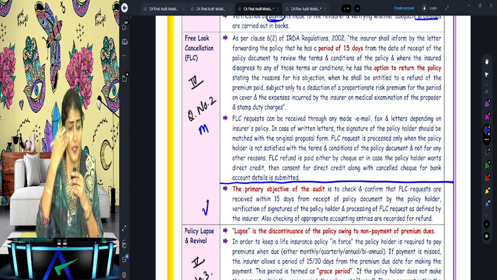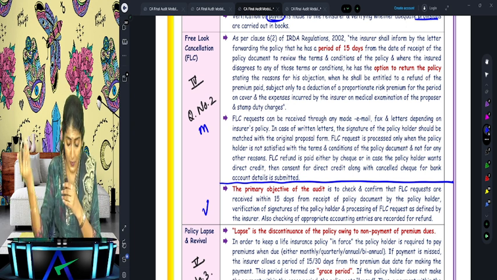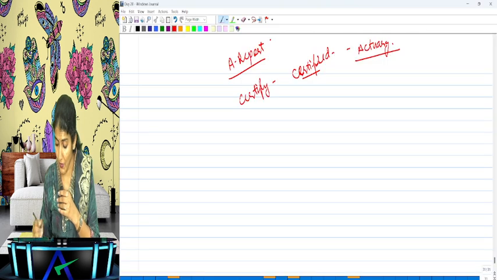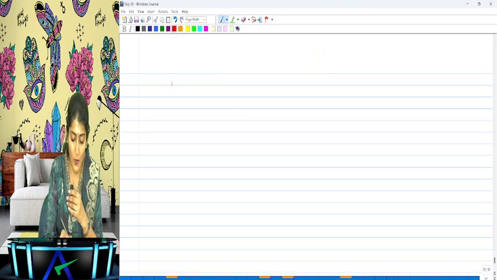Okay, there is the meaning. Okay, what is free look cancellation? And then after that, you also have the verification. Okay, right. So now policy holder applied for a policy and an application for policy done.